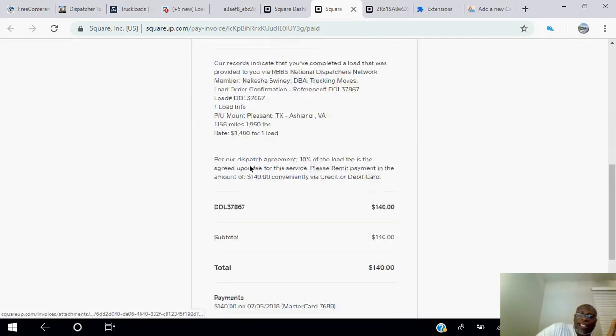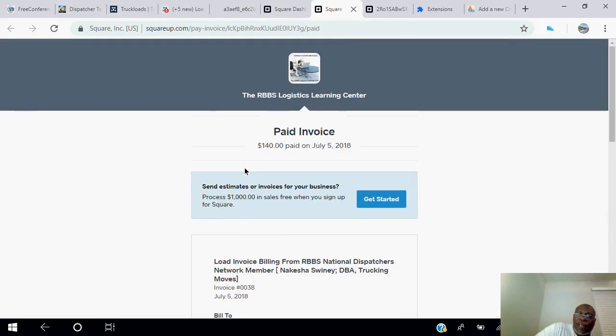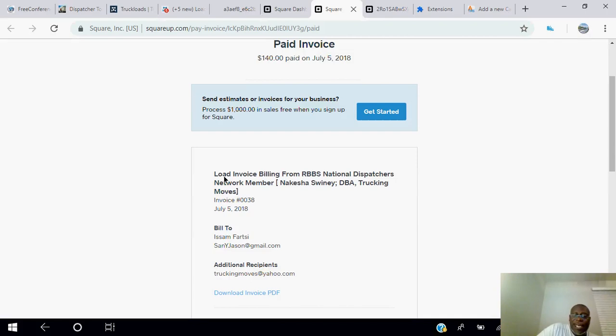Now, this pay thing, you can actually click on it and pay with a debit or credit card. When you prepare one, it's going to come up with that little thing that says pay with Square, pay with any debit or credit card, Visa, MasterCard, American Express, Discover. It's going to have the amount, the estimate of invoices for your business. It's going to be laid out like this.